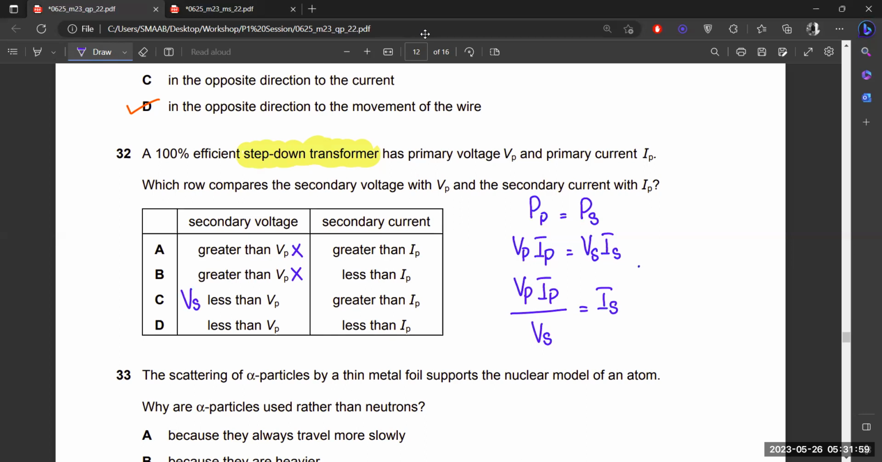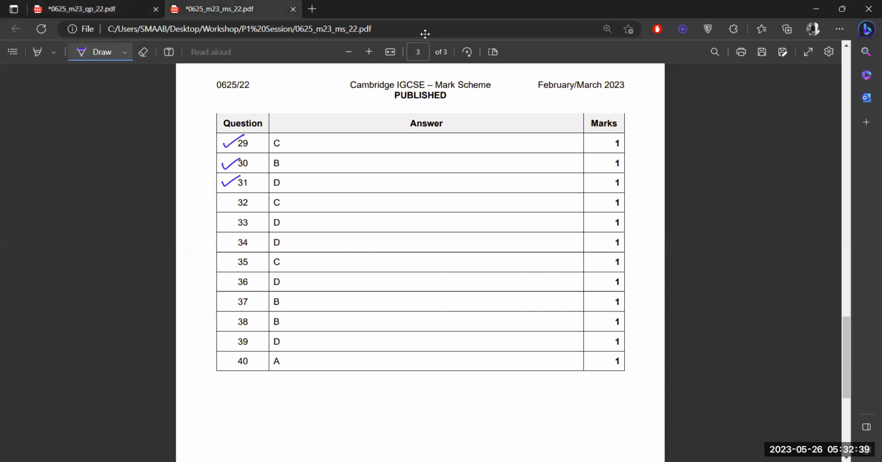Because if you just imagine the parallel picture, let's suppose we want to calculate IP. So IP will be equal to VS IS divided by VP. And we know that VP is greater than VS. So you just simply compare the ratio. VS is less, VP is greater. So if VP is greater, IP will be less. And VS is less, so IS will be greater. So it means IS will be greater than IP and VS is less than VP. So C is the right choice. I hope you got the concept.